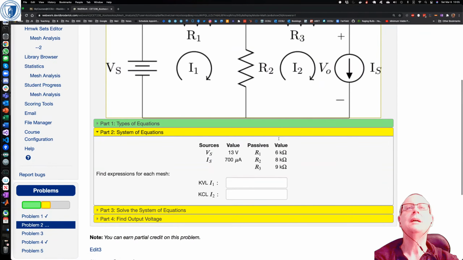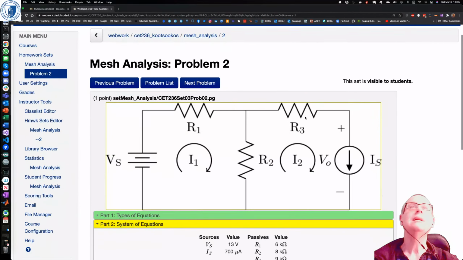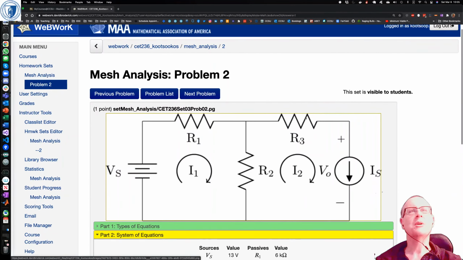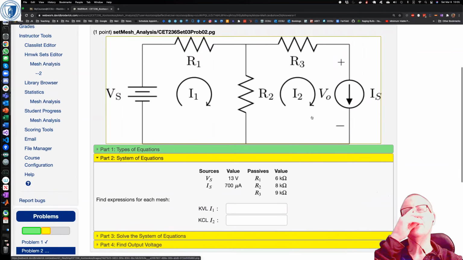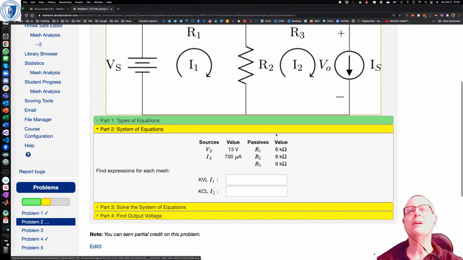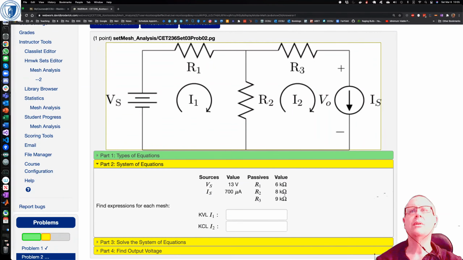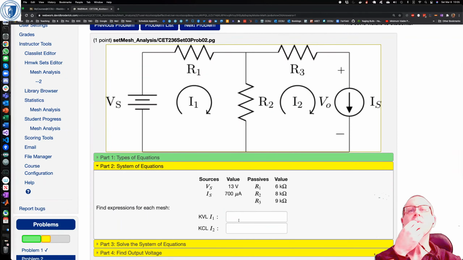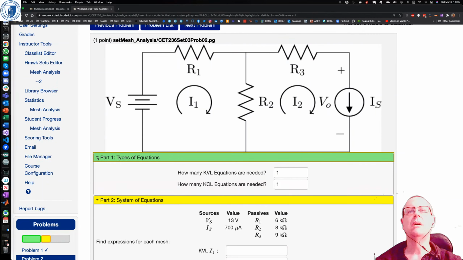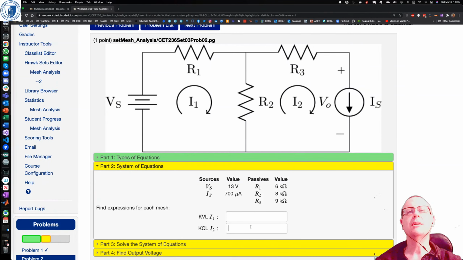Right, so I want to take a break shortly, but let's just finish this problem and then I'll continue after the break. So what did I say? This is problem 2. Oh, and it's because I didn't submit the answers.